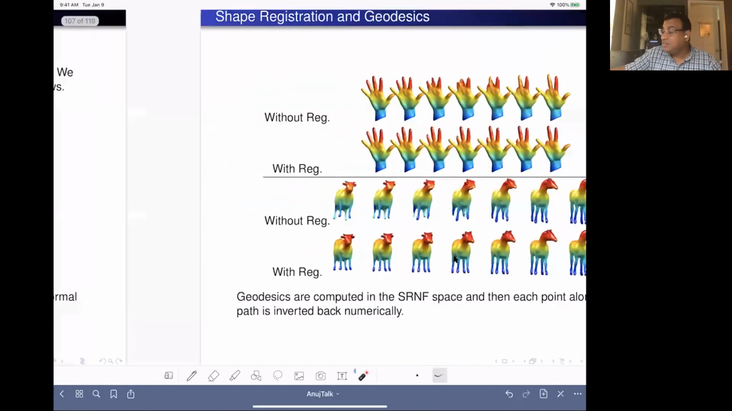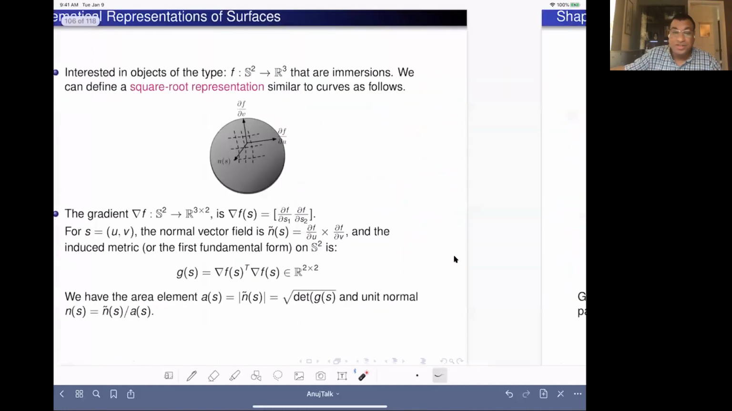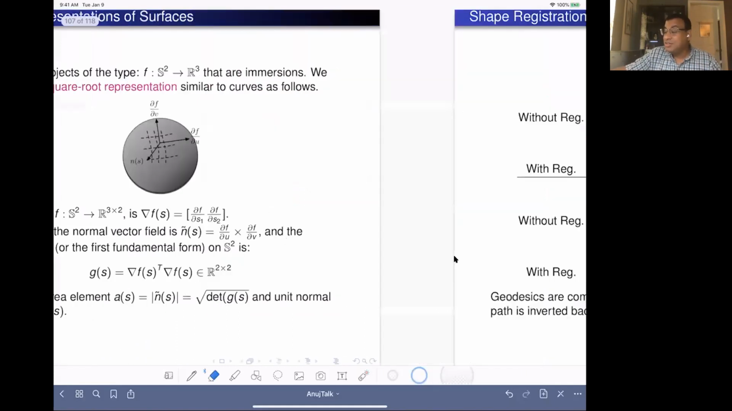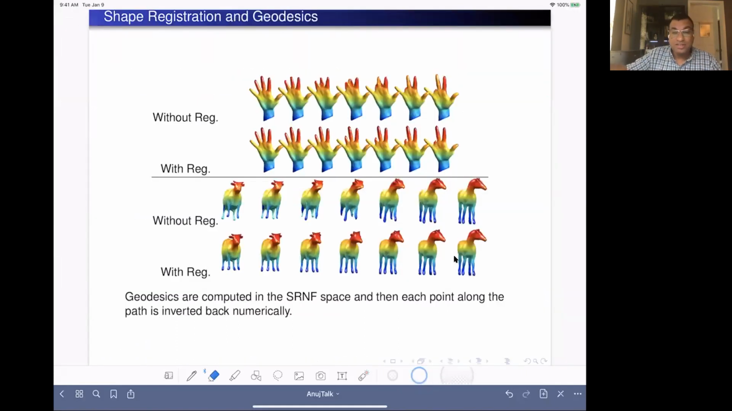There is some mathematical theory, and certainly I don't have time. My intention is just to give you some pictorial examples. If you're interested, if you need to use these tools, you can certainly ask me for references. Here are some examples: if we do the deformation without registration, just like a 2D hand, we have the same thing with a 3D hand. With registration, the geodesics are very nice.